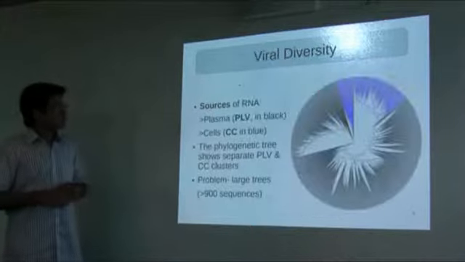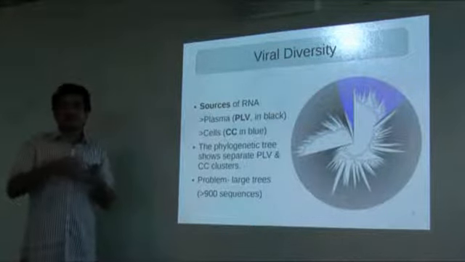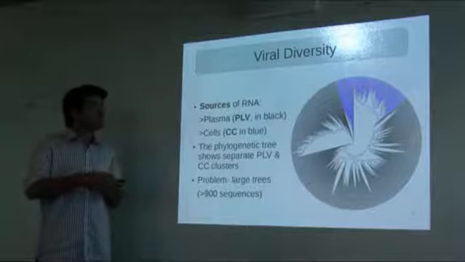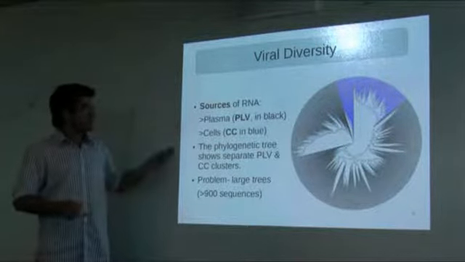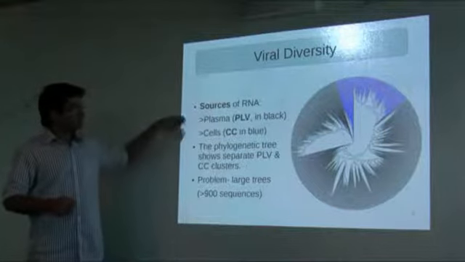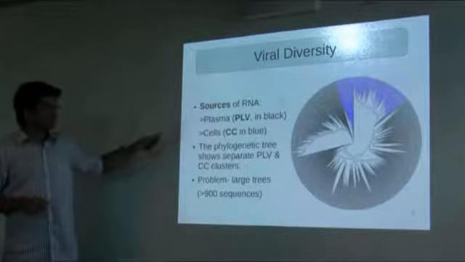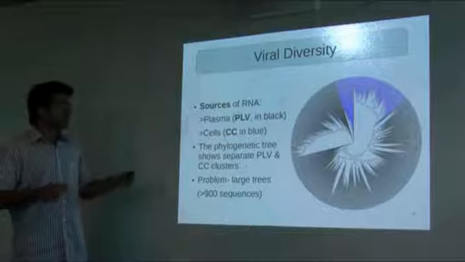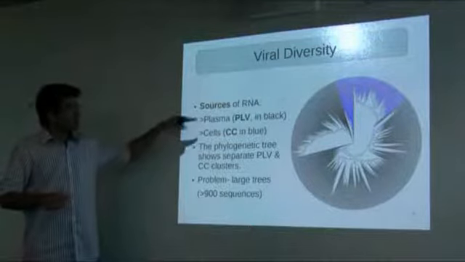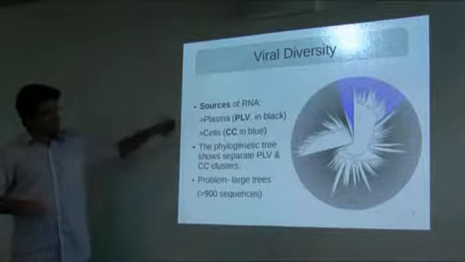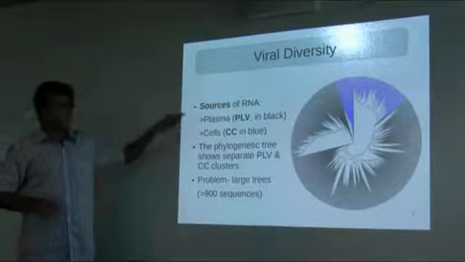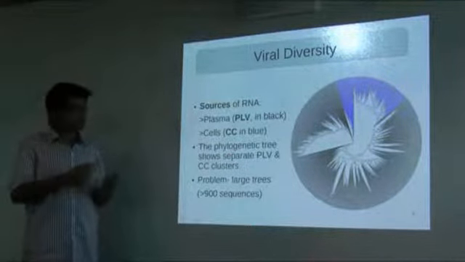For that, we need to extract the HCV virus from the patient. There are two sources for these samples: the plasma of the host, and the blood cells. The plasma ones are PLVs, the CCs are from the cells. So this is a simple phylogenetic tree of a mixed sample of PLVs and CCs.